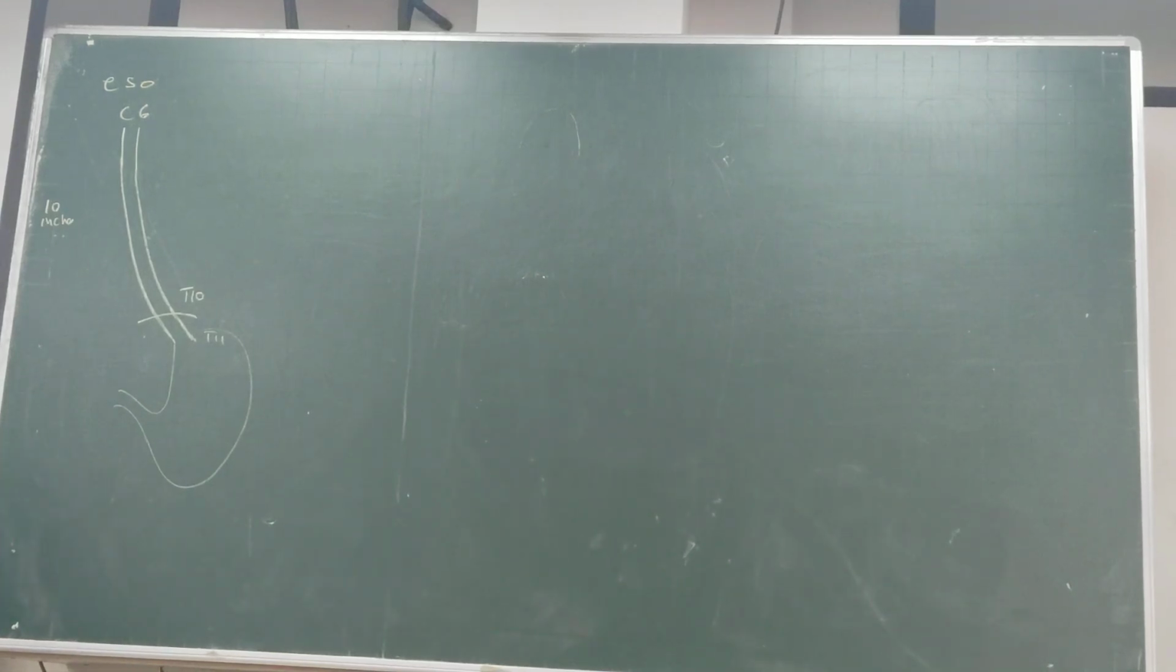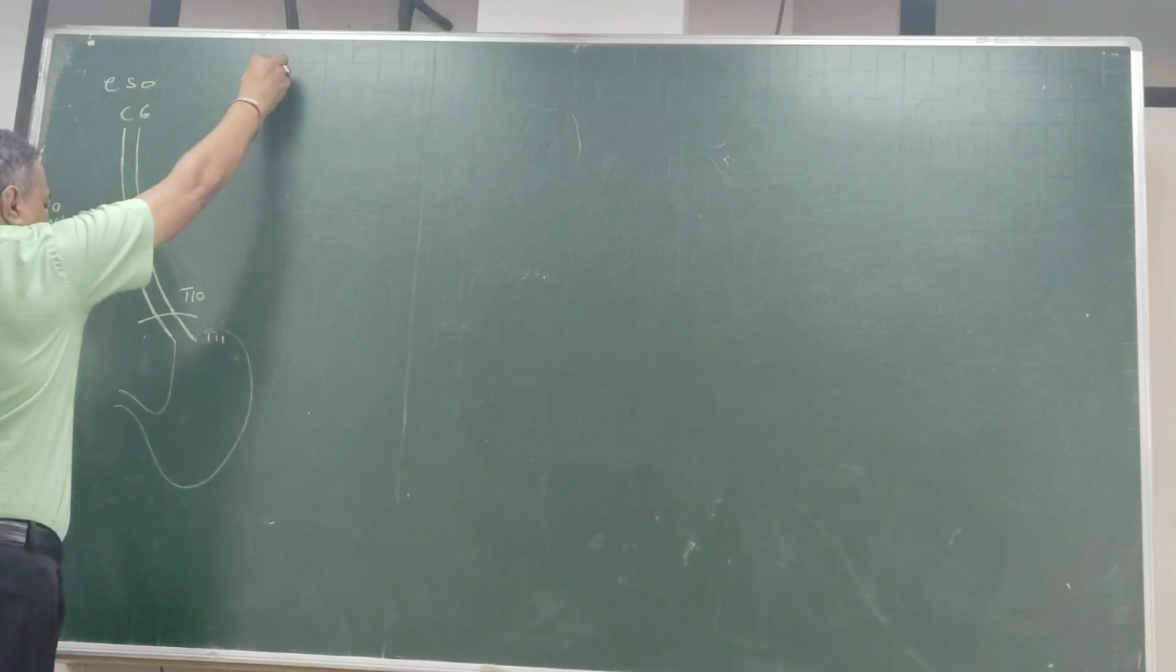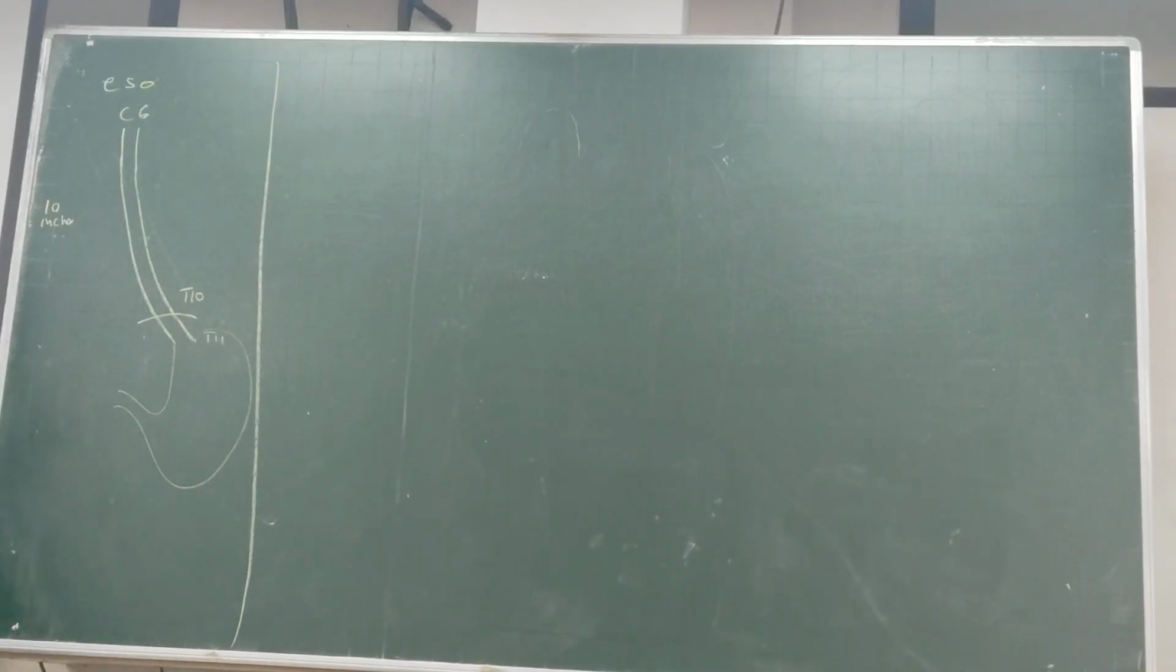So the course of esophagus, what we studied, is from neck to superior mediastinum, from there to posterior mediastinum. From posterior mediastinum at T10 pierces the diaphragm, and then it enters the abdomen, and at T11 it ends by entering into stomach.